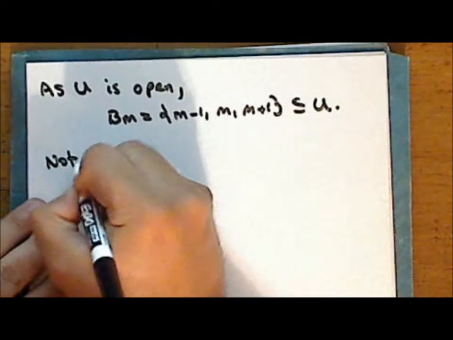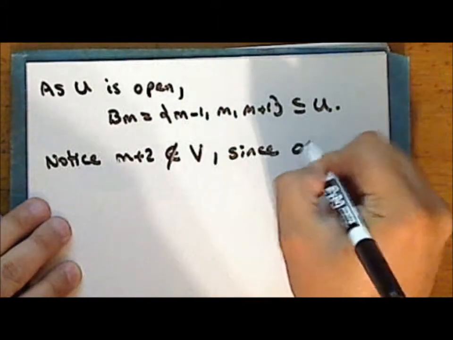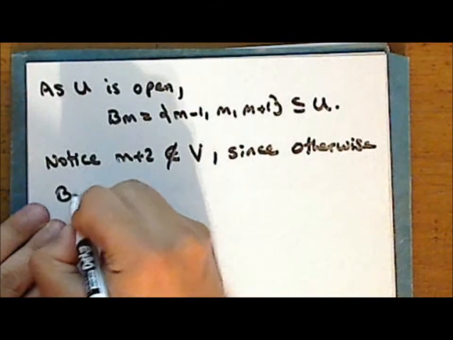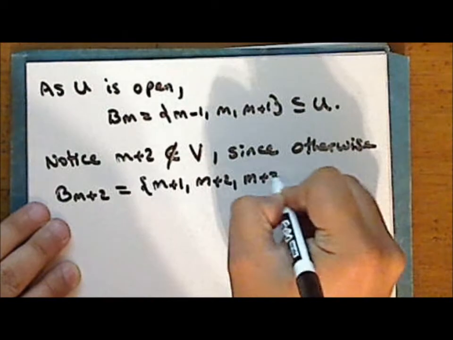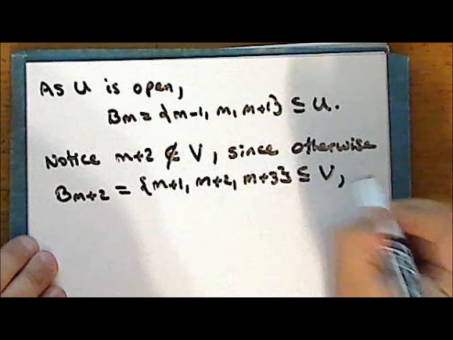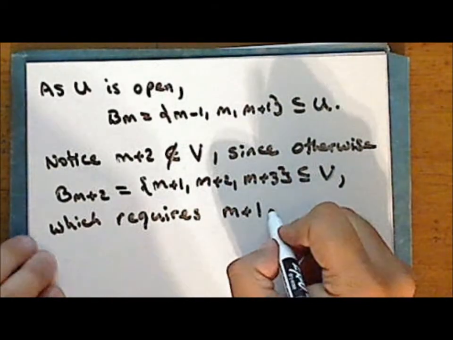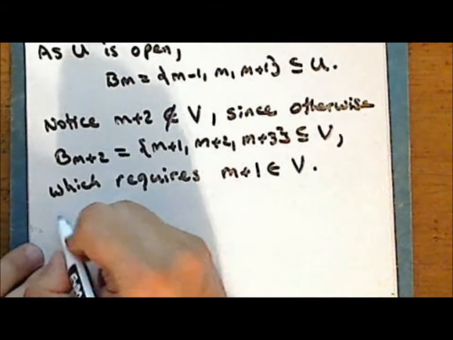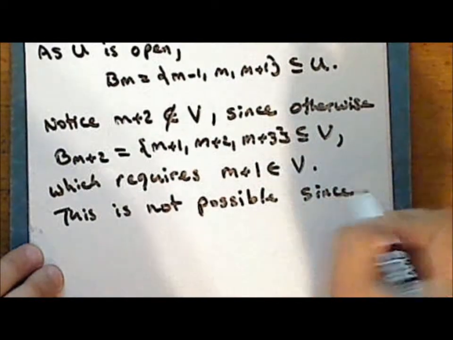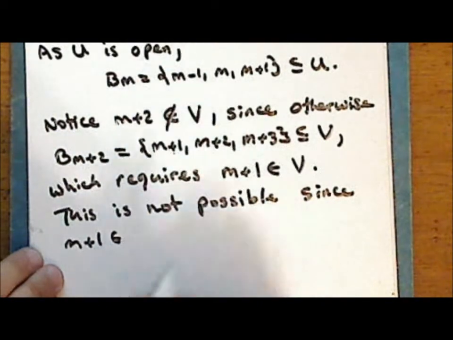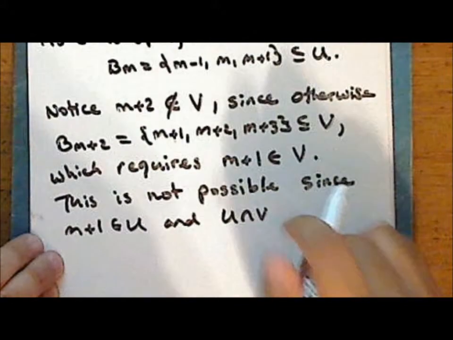So notice that the even integer m plus 2 is not in the set V, since otherwise the basis element containing it, which is the 3-point set m plus 1, m plus 2, and m plus 3, is a subset of V, which requires that the integer m plus 1 be in the set V. This is not possible since the integer m plus 1 is in the set U, and U and V have no points in common.